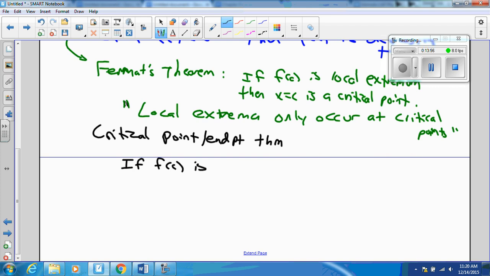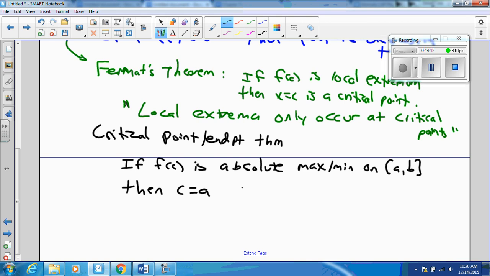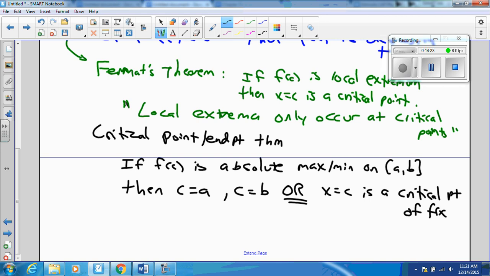And so to say that formally, we would say that if f of c is an absolute max or min on the closed interval a to b, notice I require a closed and bounded interval a to b, then either c is one of the endpoints or x equals c is a critical point of f. This is the formal way of saying it. Our slogan is, again, absolute extrema only occur at critical points or endpoints.